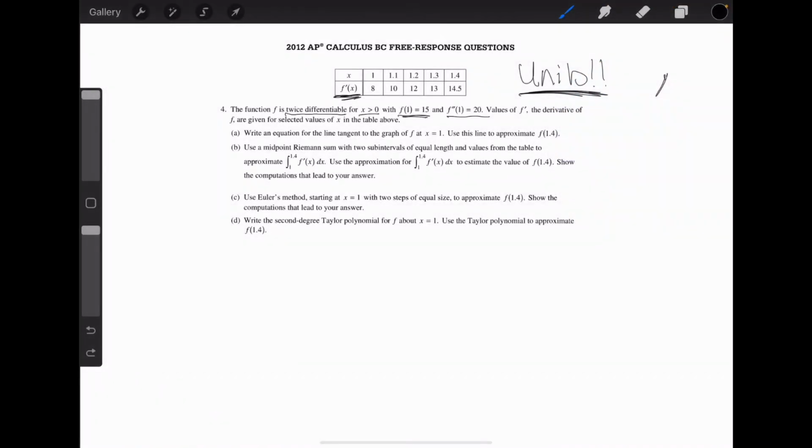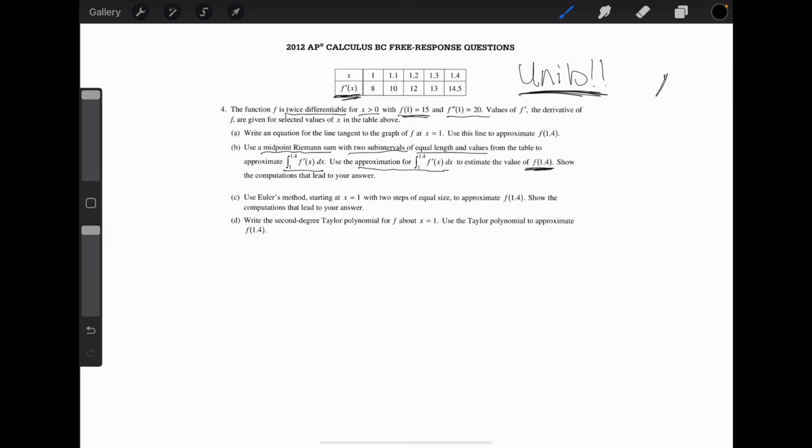In the second part of the FRQ, we have a midpoint Riemann sum with two subintervals of equal length and values on the table, using the table to approximate the integral from 1 to 1.4 of the derivative of x, and to use the same approximation to estimate the value of f of 1.4. You can see a trend here. All of the parts of this FRQ are achieving the same goal, which is to estimate f of 1.4, but using different approximation techniques. This is just something that it's good to know.